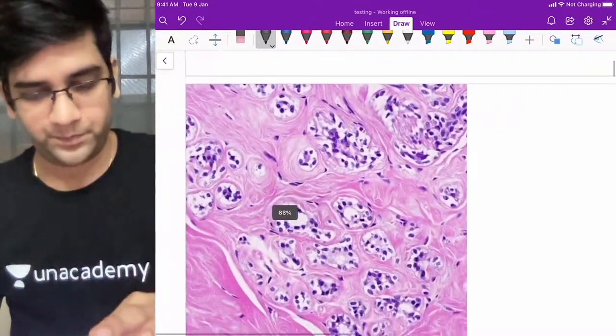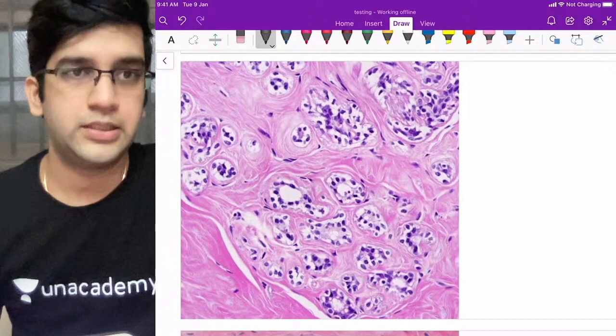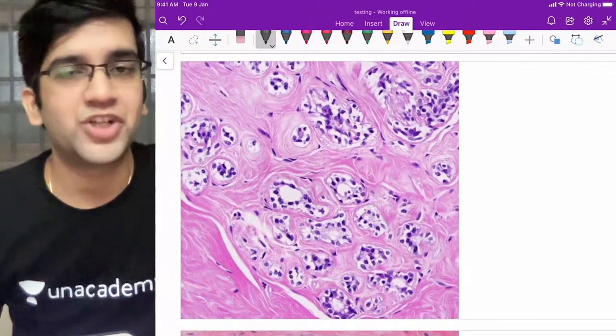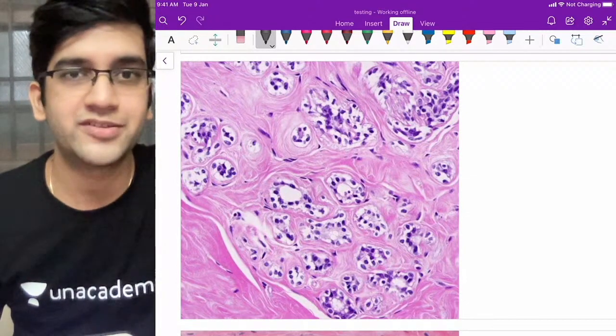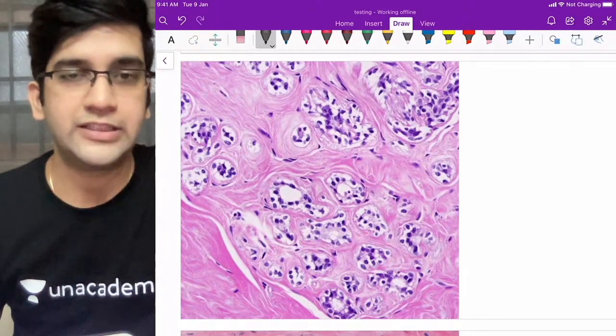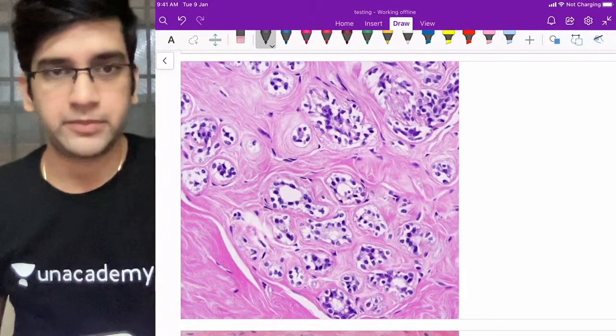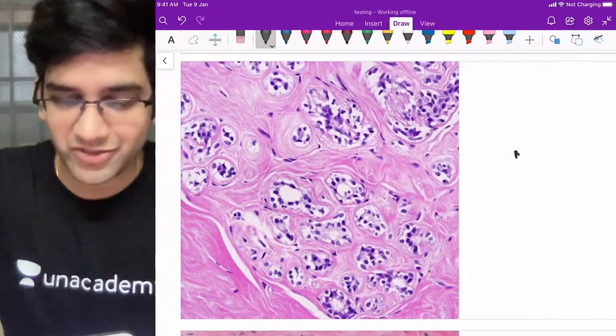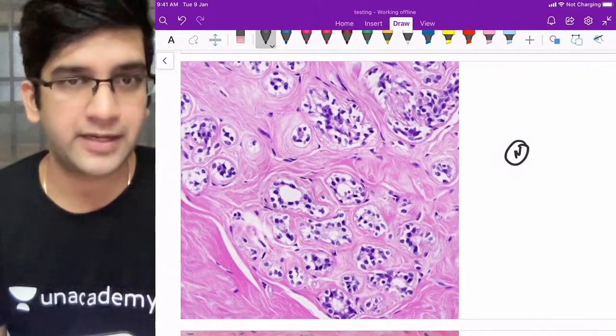So what is this? Tell me, what is this? Today is a free will. Whatever comes to your mind, you're going to say. No inhibitions, right? So what do you think this is? This is obviously from breast parenchyma. We always start with normal, right? This is a normal breast parenchyma, right?